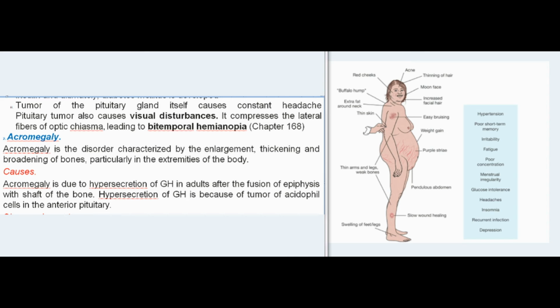Chapter 68, Acromegaly. Acromegaly is the disorder characterized by the enlargement, thickening, and broadening of bones, particularly in the extremities of the body. Causes: Acromegaly is due to hypersecretion of GH in adults after the fusion of epiphysis with shaft of the bone. Hypersecretion of GH is because of tumor of acidophil cells in the anterior pituitary.